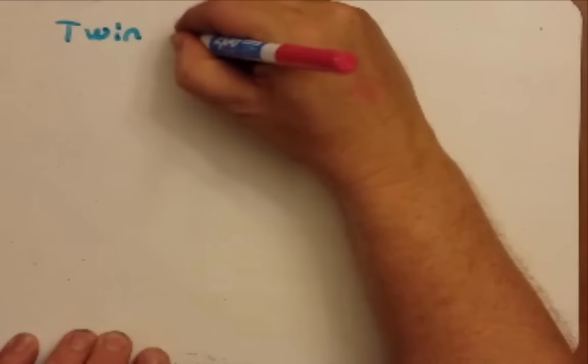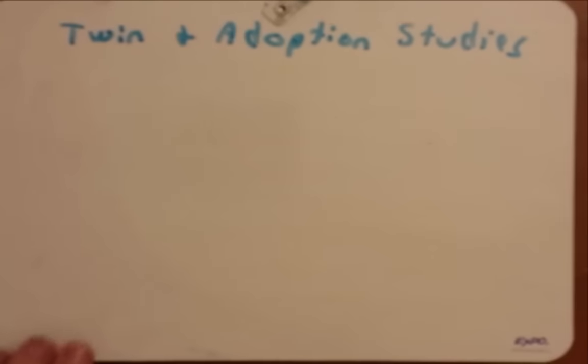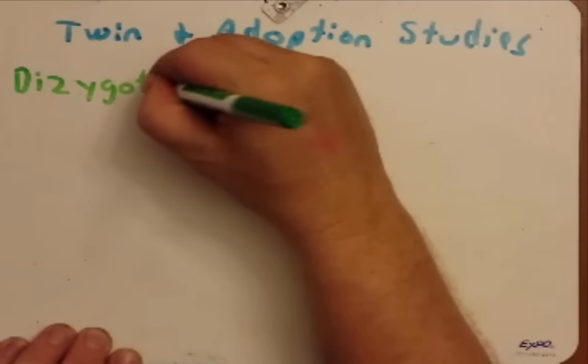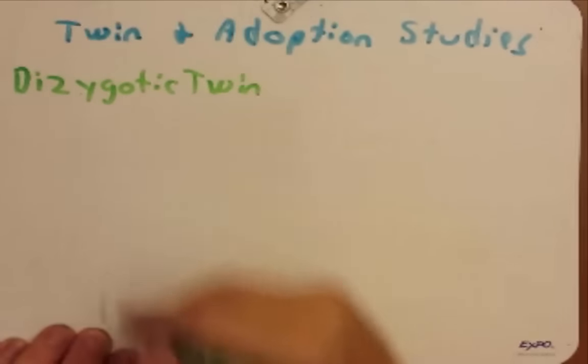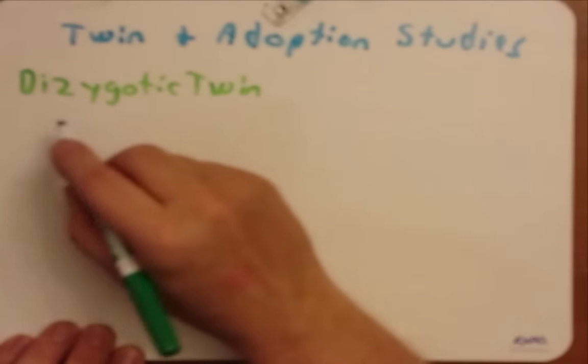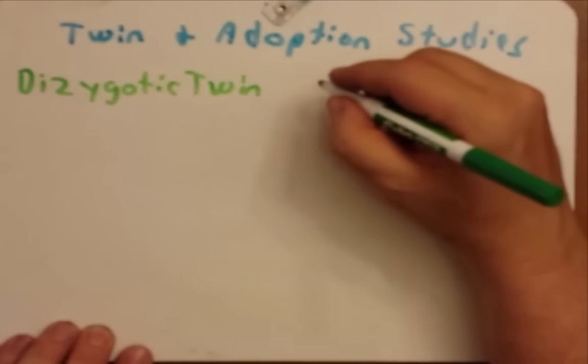Okay, now let's move away from pedigrees and look at twin and adoption studies. And let's answer some questions here. How much of the genes or the environment are shared within these individuals? So a dizygotic twin, popularly we would call these fraternal twins or non-identical twins, but dizygotic just means there are two zygotes. Two eggs have been fertilized.